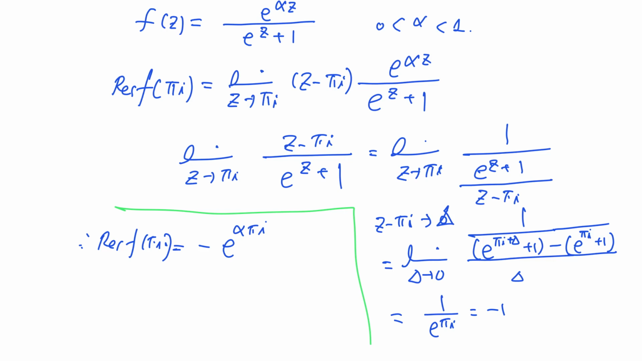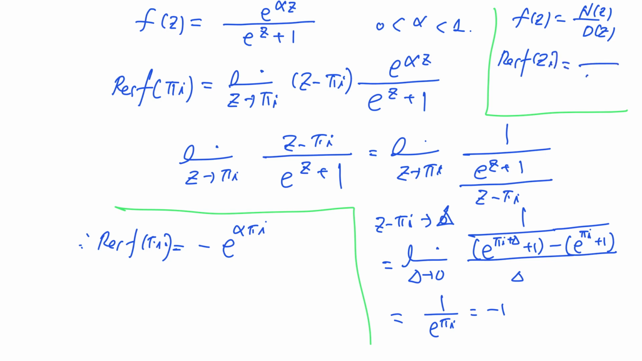Or actually, I have shown another result: when f(z) is n(z) over d(z), then the residue at z_i is n(z_i) over d'(z_i). I think I have done this before, right? So using this way, the residue at 3 pi i is minus exponential 3 alpha pi i, etc., etc., etc. The summation of this, I will let you copy.